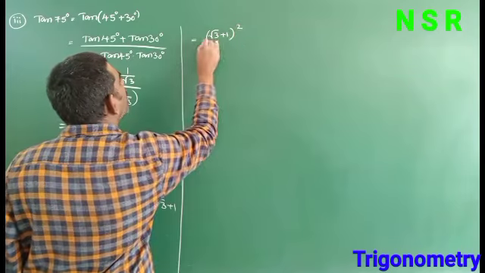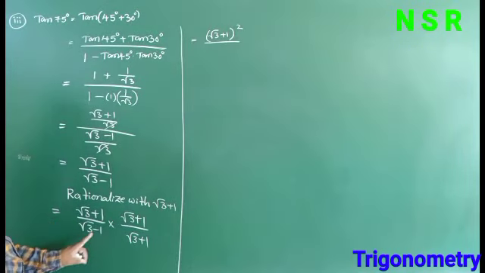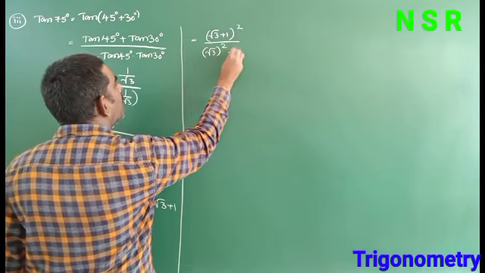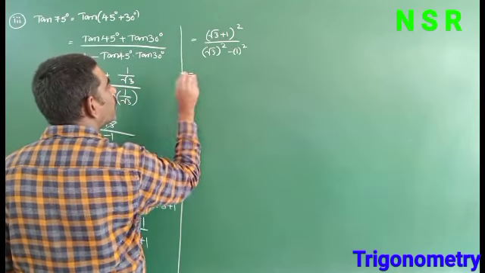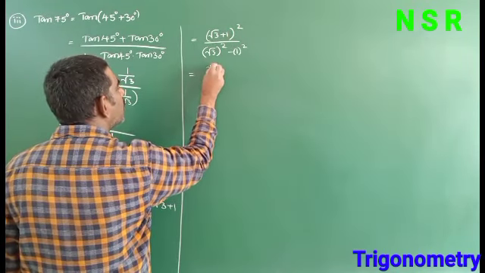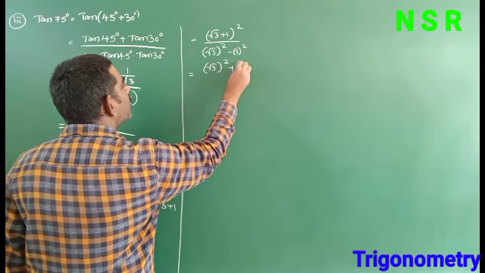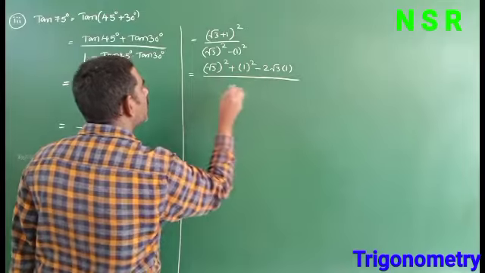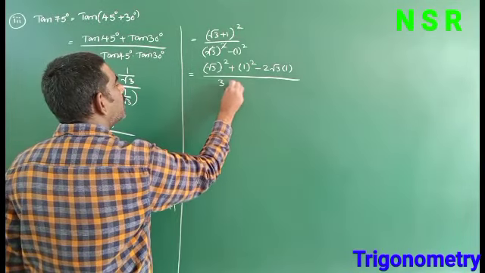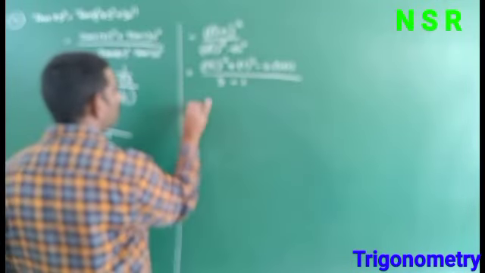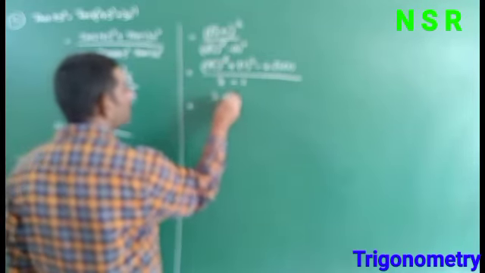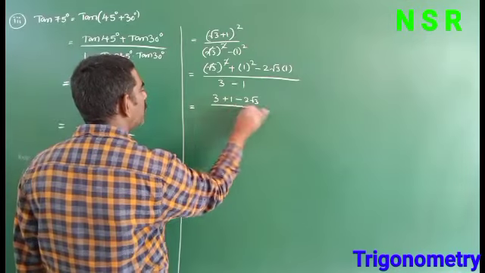by (a plus b) into (a minus b). So this is a plus b, this is a minus b. Apply here a square minus b square. Apply here the (a plus b) whole square formula: root 3 square plus 1 square minus 2 into root 3 into 1. Square root gets cancelled, we get 3 here and 1 square is 1. So 3 plus 1 minus 2 root 3, by 2.